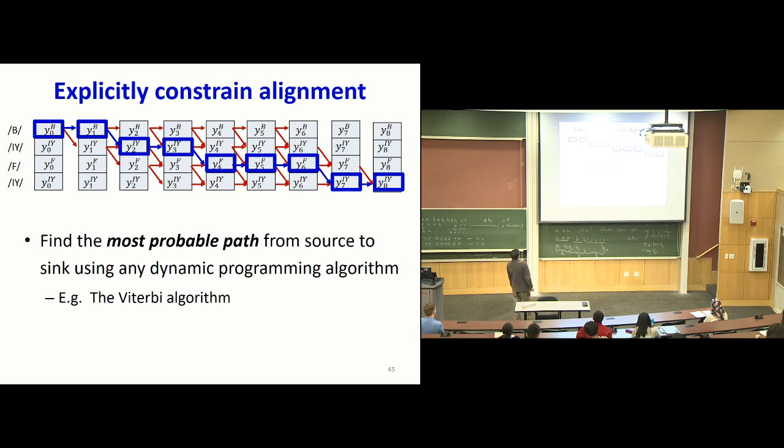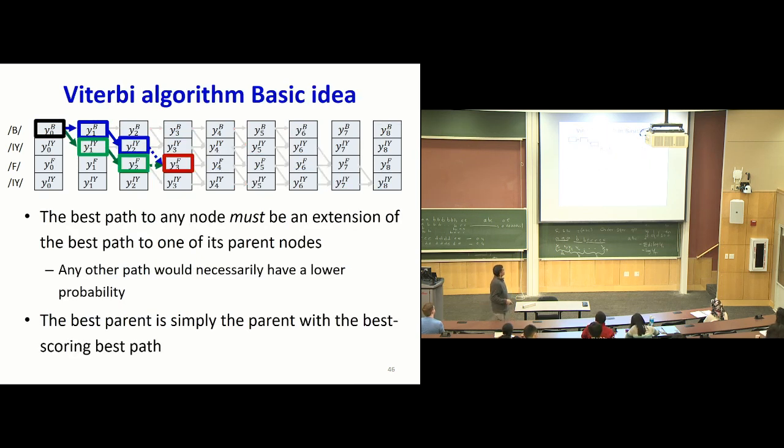And you can find the most probable path from source to sink using pretty much any dynamic programming algorithm. There are several of these. The most popular one is the Viterbi algorithm. So the Viterbi algorithm is going to look something like this.